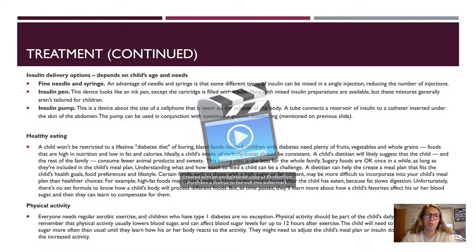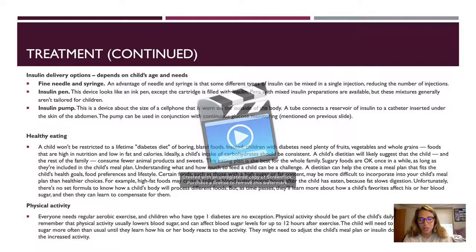Another part of the treatment plan will include healthy eating. A child won't be restricted to a lifetime of a diabetes diet of boring, bland foods. Instead, children with diabetes just need plenty of fruits, vegetables, and whole grains. These foods are high in nutrition and low in fat and calories. Ideally, a child's intake of carbohydrates should be consistent. A child's dietitian will likely suggest that the child and the rest of the family consume fewer animal products and sweets. This eating plan is the best for the whole family.